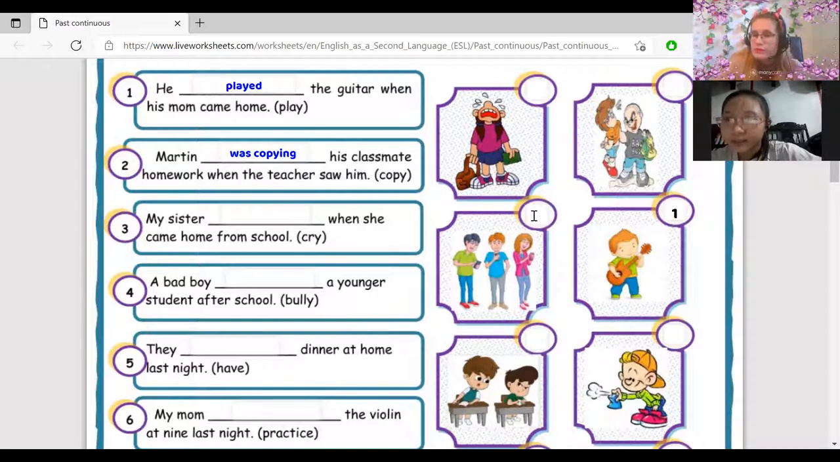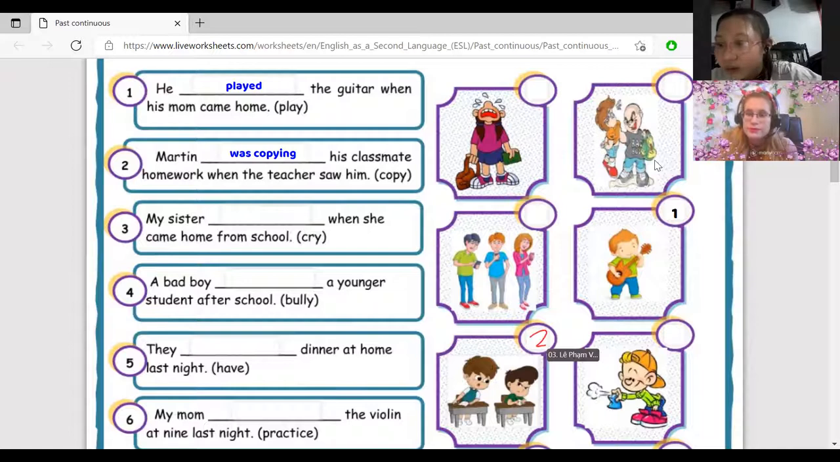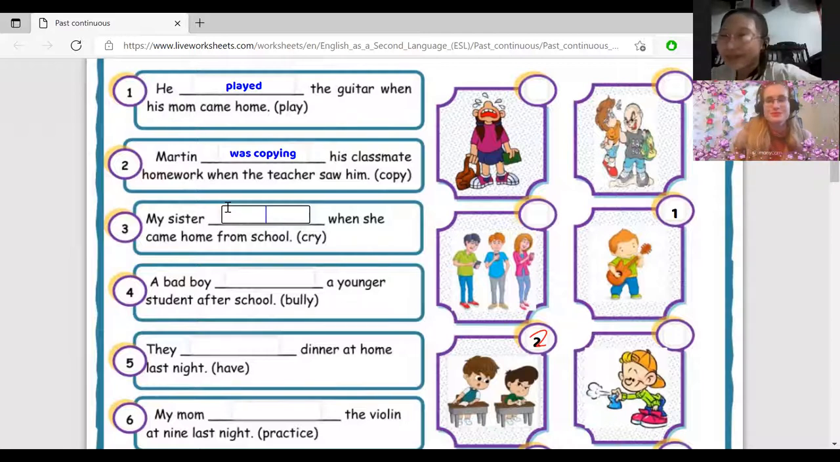Okay. What do you think? Oh, I think it's there. Is it right? Oh, good job. Yes, nice. So, two, good work. Okay, number three. My sister, when she came home from school, my sister what? My sister was crying, right? Yes, my sister cried when she came home from school. No, so let's say was crying, right? So we're describing what is happening like now. She keeps crying. Okay, good.